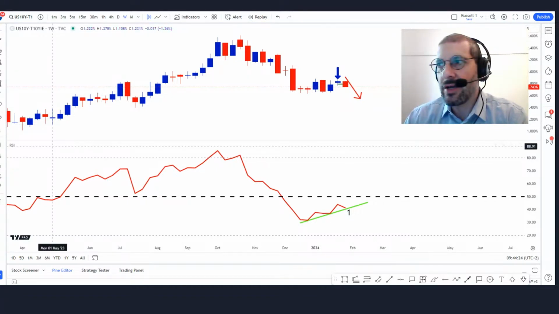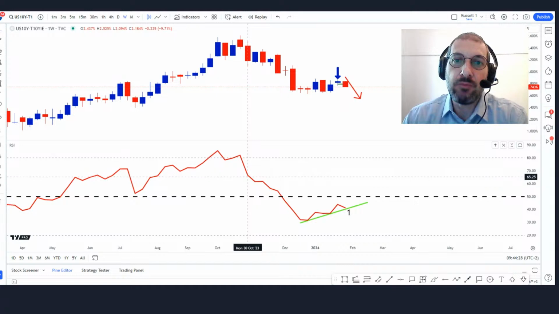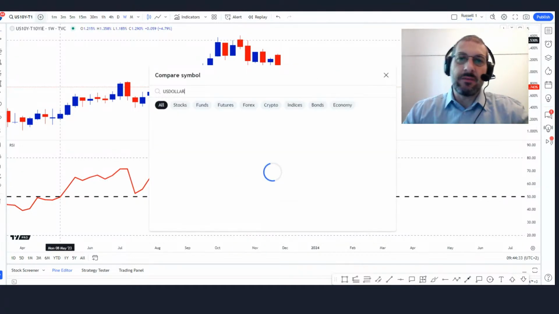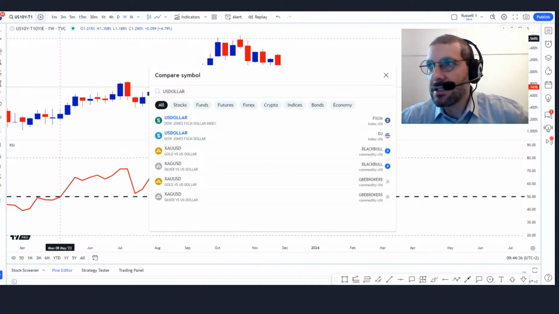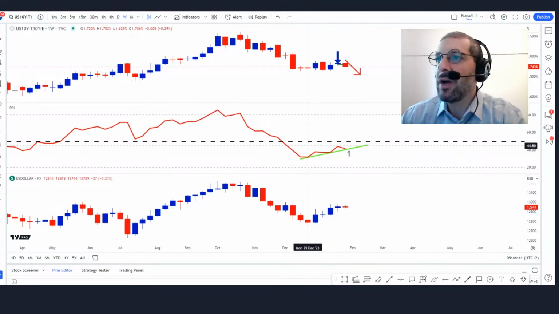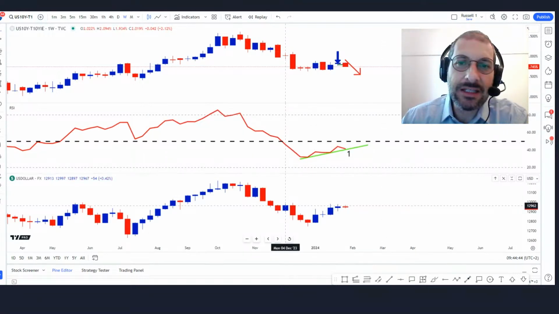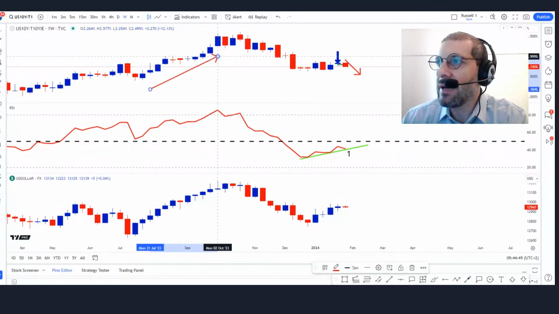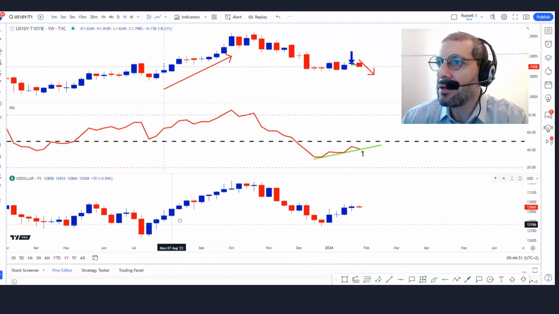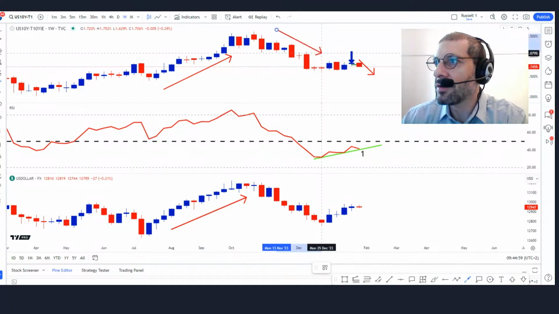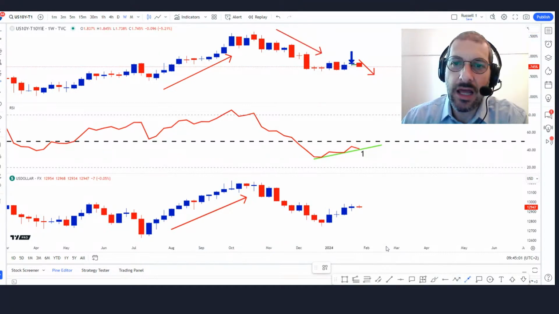Well, what we can do is we can put in the US dollar underneath. So let's just take a look at the FXCM US dollar basket. And what you can see here is that we've got a very close correlation. As the real rate moved up, so did the dollar move up, right? As the real rate moved down, so did the dollar move down.